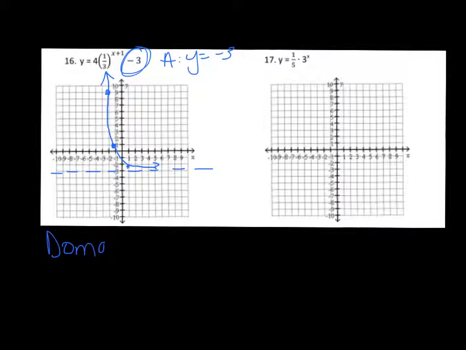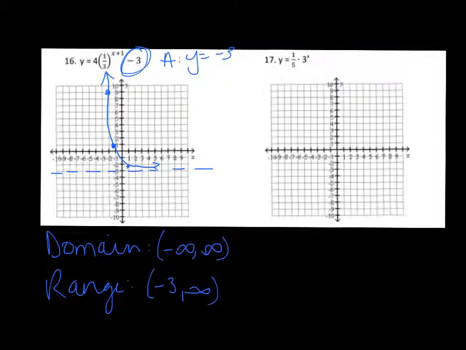Okay, so the domain for this, now the range on the logarithmics was all real numbers. The domain on exponentials is all real numbers. And the range would be from -3 to infinity. All right, let's go ahead and do this other one. There's no number out here, so your asymptote's at 0.